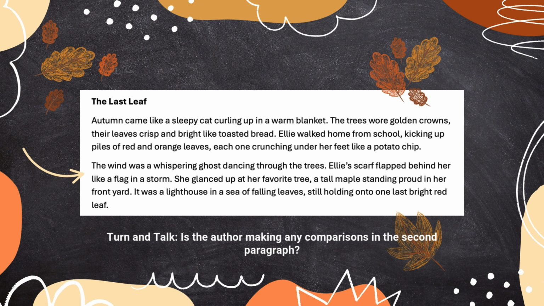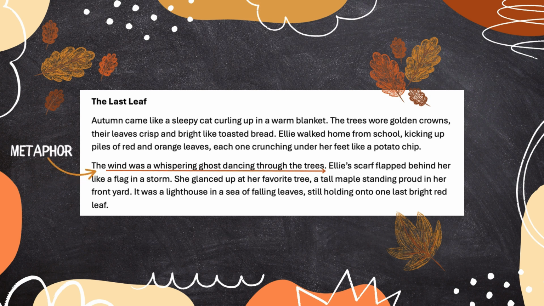Let's see if you came up with the same examples we did. In the first sentence, I read, "The wind was a whispering ghost dancing through the trees." The author is comparing the sound the wind was making to the sound of a ghost whispering. But I don't see the words like or as in this comparison, so that is a metaphor. The very next sentence compares Ellie's scarf to a flag flapping in a storm. The author does use like in this comparison, making it a simile.